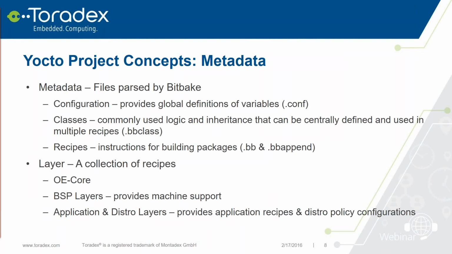Okay, let's talk about metadata. There are three primary types of metadata files, all of which are parsed by BitBake. Configuration files are used to set global variables used by BitBake. Some examples of those include BSP configurations, distro configurations, which define distro policy, user configurations, layer configurations, etc. So quite a few different types. Classes contain commonly used instructions, functions, and other stuff that is needed by multiple recipes. And they're defined in a .bbclass file, which can then be included into other files such as .bb or .bbappend files. And finally, recipes contain instructions for building packages.